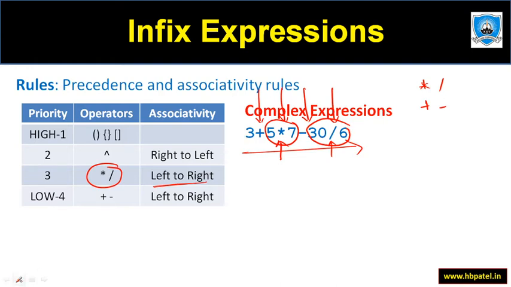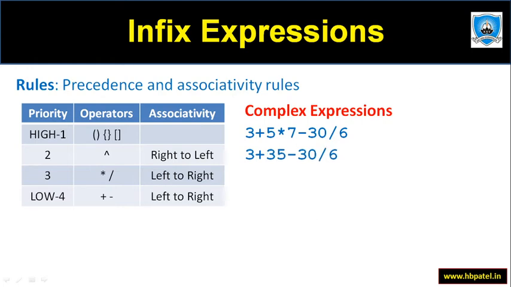So let us start doing this one by one. So first we'll be doing multiplication. So 5 multiplied by 7, that is 35.